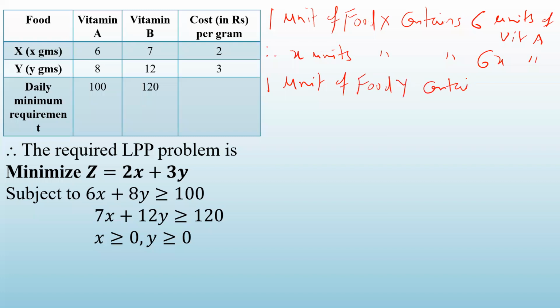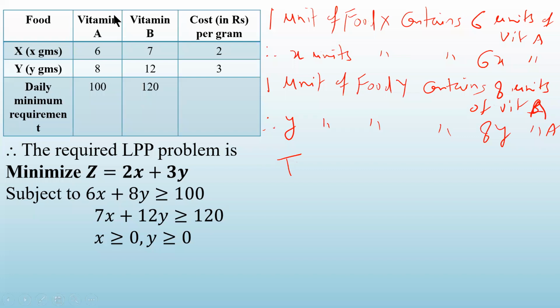contains vitamin A. He gets it from both foods. On eating 1 gram of food Y he gets 8 units, so on eating Y grams he will get 8Y. 1 unit of food Y contains 8 units of vitamin A. Therefore, he is eating Y grams, so Y units of food Y will contain 8 into Y units of vitamin A. So total vitamin A, we are talking about vitamin A. So on eating 1 unit of food X he gets 6 units of vitamin A, so on eating X grams he gets 6X. Similarly, on eating 1 gram of Y he gets 8 units, on eating Y grams he gets 8Y. So total vitamin A after eating both foods, how much total vitamin A did he get?